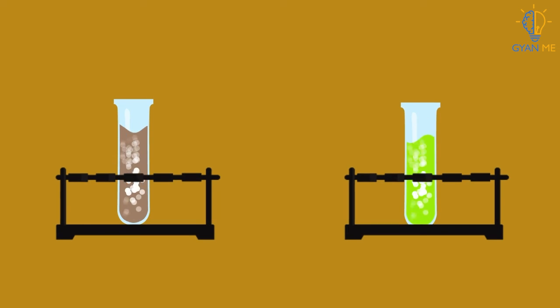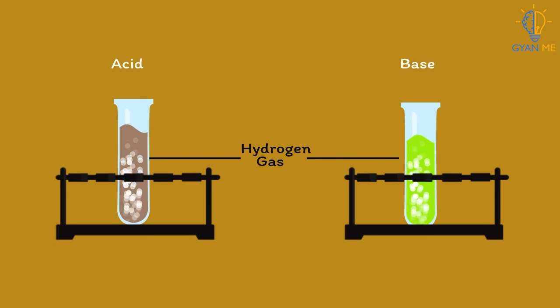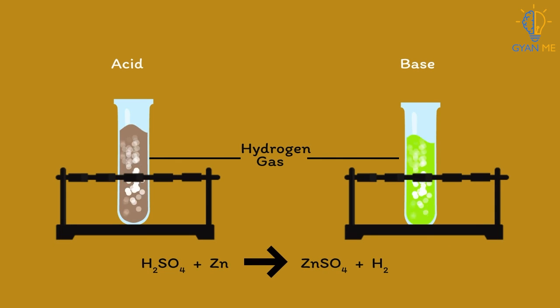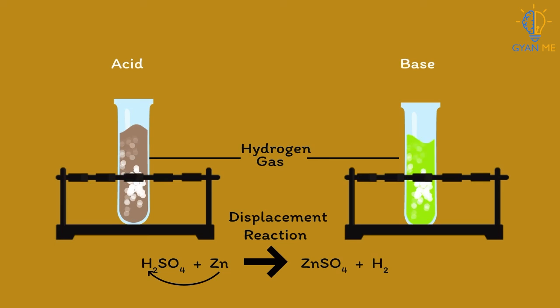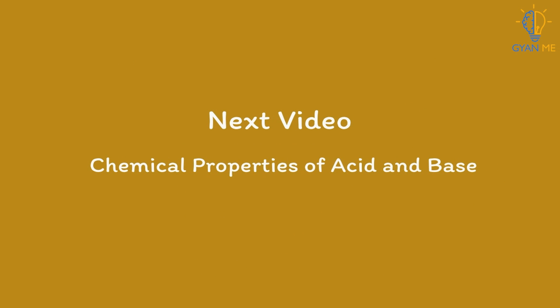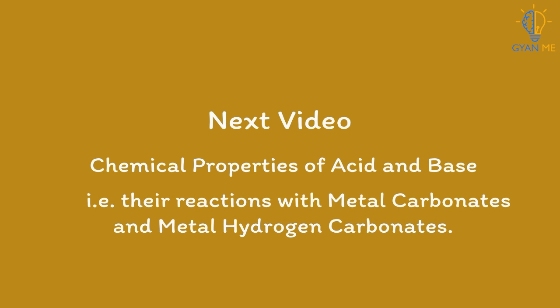So students, in this video, we have learnt that acid and base when they react with metal form salt and hydrogen gas. We also learned that the kind of reaction is displacement reaction, which involves ion formation. In the next video, we will see some more chemical properties of acid and base, that is, their reaction with metal carbonates and metal hydrogen carbonates.